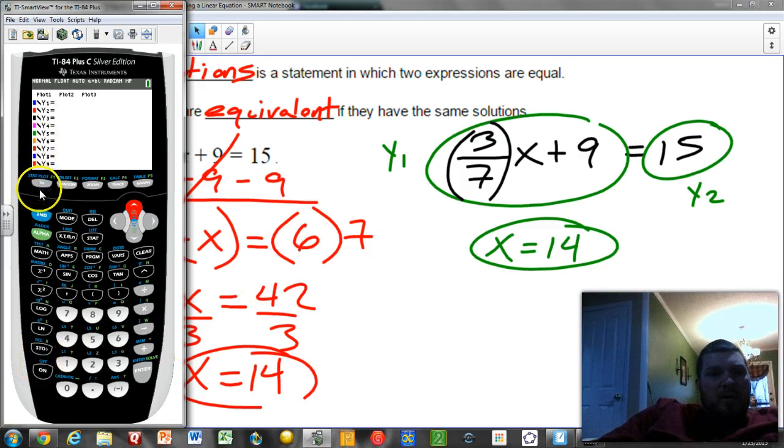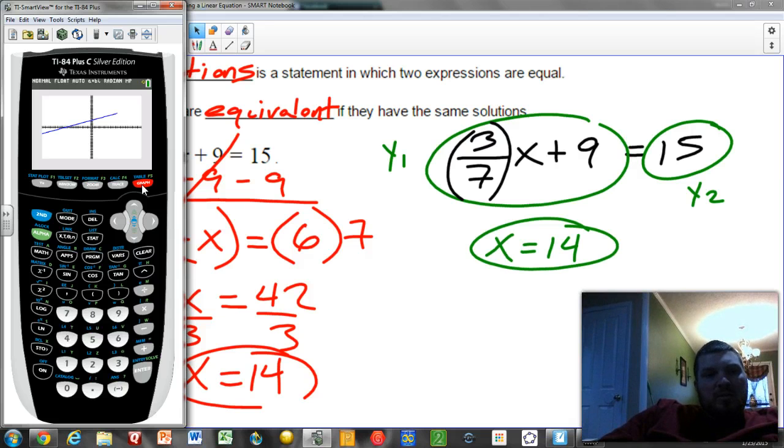Again, I'm already in y equals. That's where I need to be. So I'm going to start typing in my left-hand expression into y1. So just take a few seconds to make sure you type it in correctly, because obviously if you mistype, it's going to alter the solution. And then the constant 15 goes in y2. Once you have it in and you verify that you've typed in everything correctly, you just want to go ahead and hit graph.